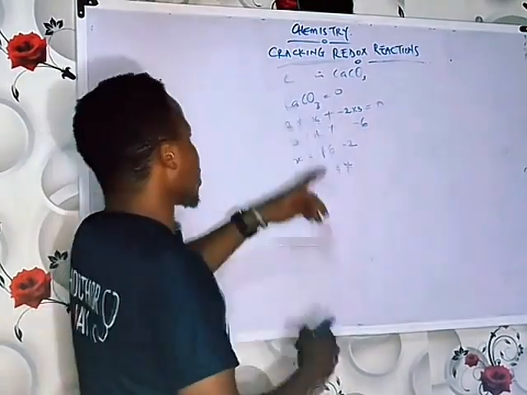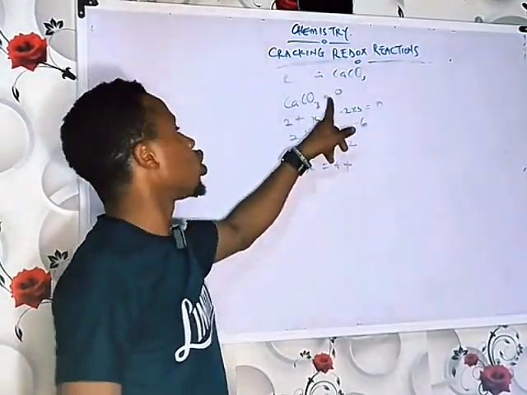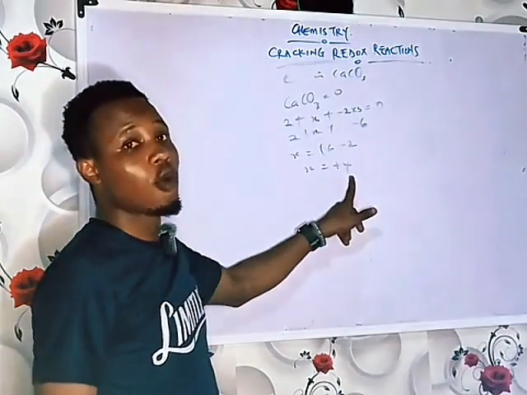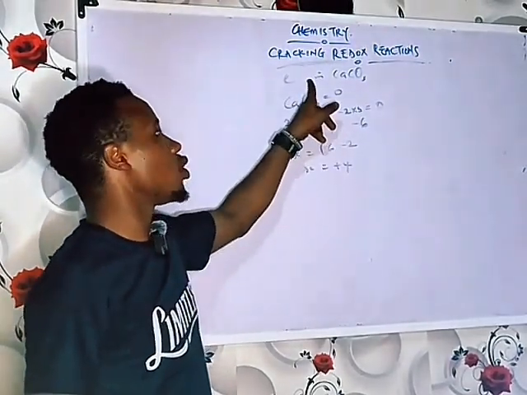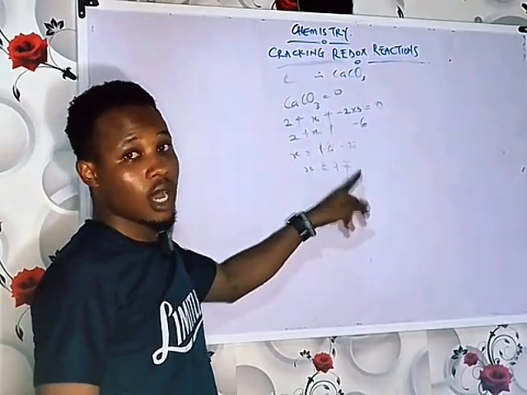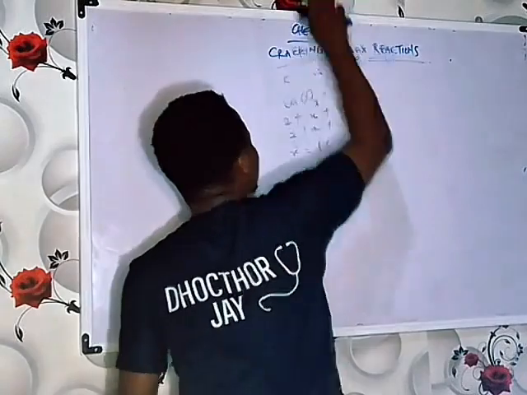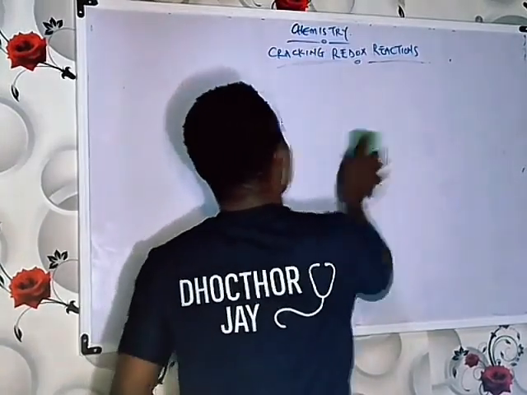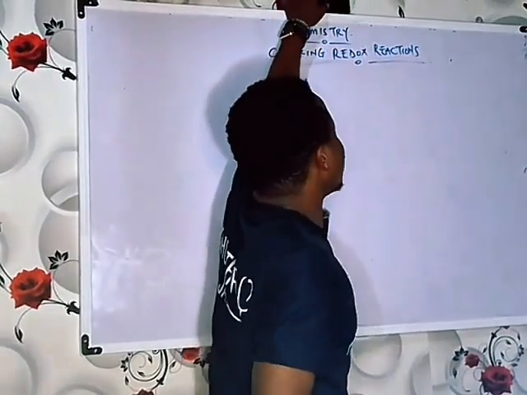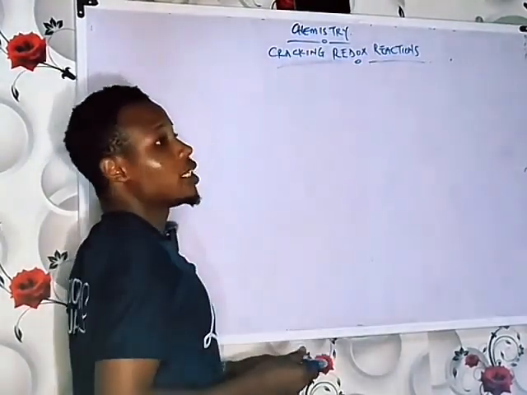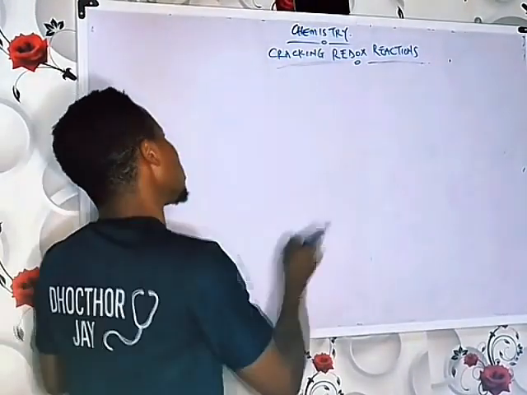So we say that this compound is calcium trioxocarbonate 4. Calcium trioxocarbonate 4. And that way we've been able to name that compound. So you're going to have your own exercise to do because we cannot solve all of the examples that we have in this video. So do this and show me your own answer in the comment section.